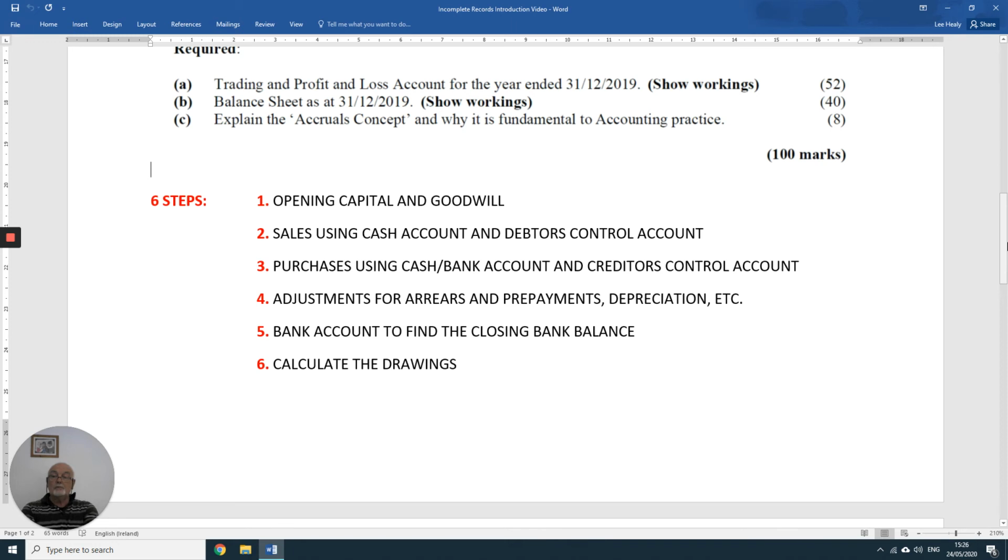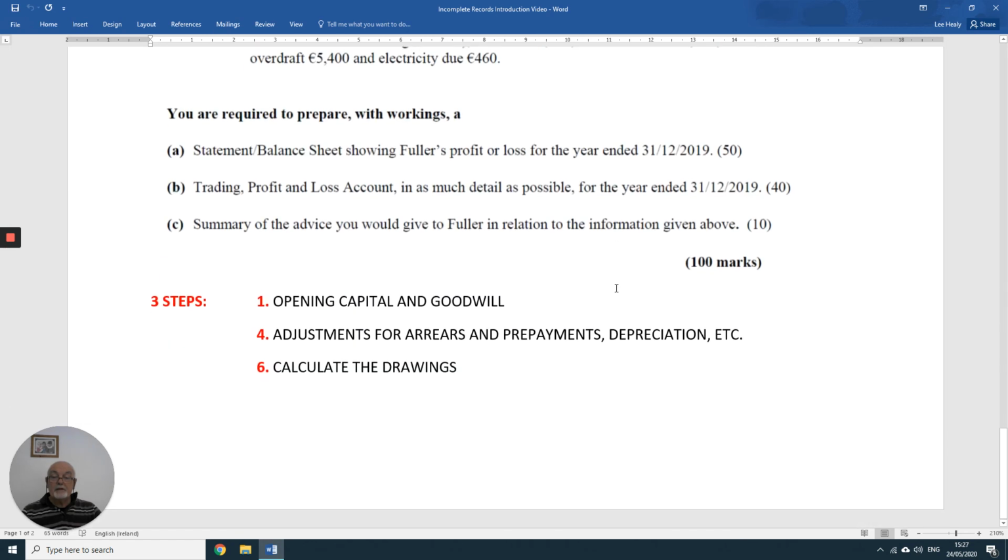So in control account method, we'll use 6 steps to solve our difficulties before we do our trading profit and loss and balance sheet. However, in the net worth method, those 6 steps condense into 3. Steps 2 and 3 aren't possible because we can't do the control accounts, and it won't be necessary to find the closing bank balance because often it's given to us. So the 6 steps for that method condense down into 3.